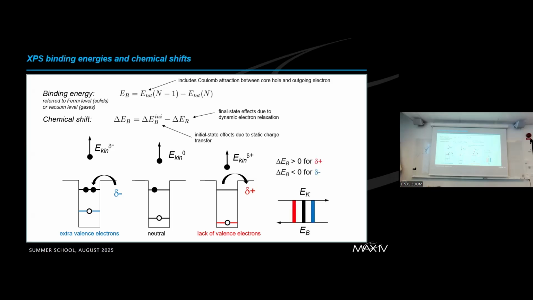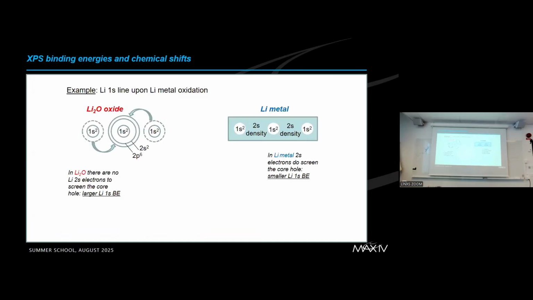smaller. So on the kinetic energy scale, these blue lines, those where we have an excess of electron density in the valence states, will have higher kinetic energy. On the binding energy scale, they will have lower binding energy. So this is a general principle. Let's look at some examples.